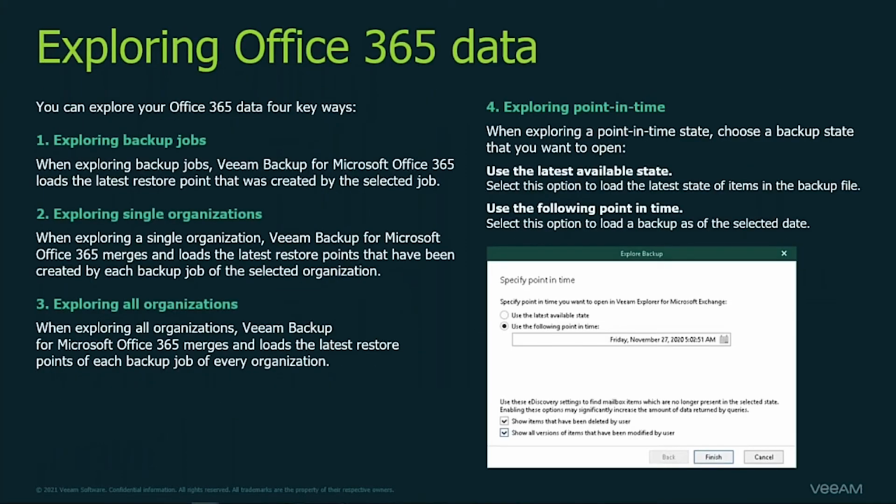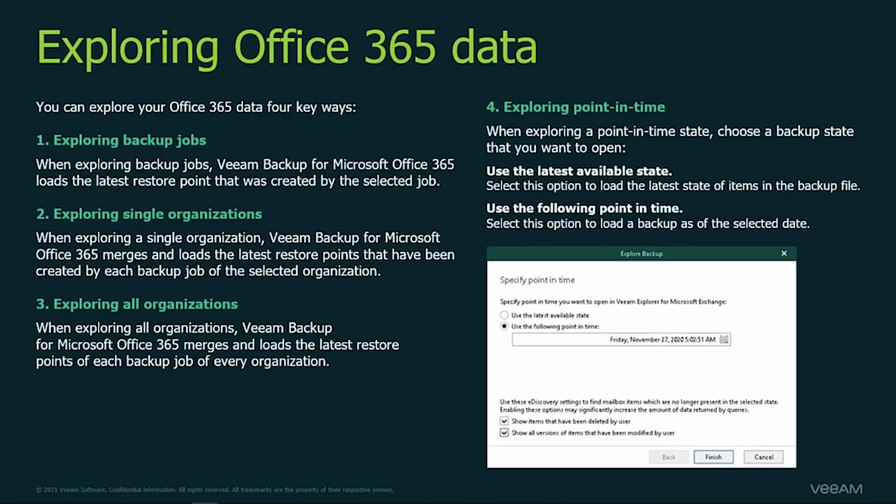And in terms of exploring the data itself, there are four key ways that you can actually explore the data. The first is the backup jobs themselves. You can also explore single organizations, so that would be loading the latest restore points that you have within that selected org. Also exploring all organizations. If you have multiple organizations, it loads the latest restore points of each backup job of every organization. And then we have something pretty neat with exploring point in time.